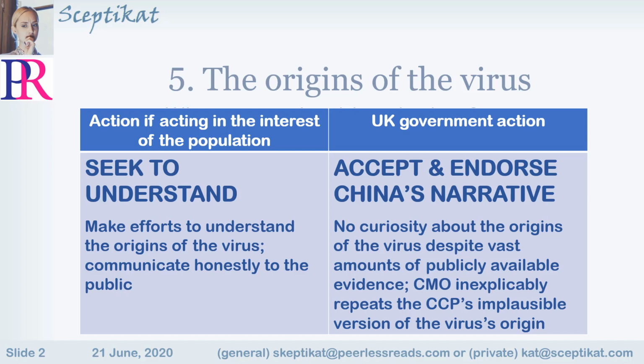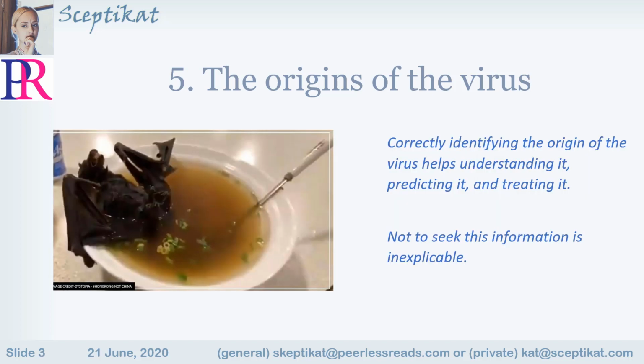Action if acting in the interest of the population: seek to understand, make efforts to understand the origins of the virus, communicate honestly to the public. UK government action: accept and endorse China's narrative. No curiosity about the origins of the virus despite vast amounts of publicly available evidence. The CMO inexplicably repeats the CCP's implausible version of the virus origin. Correctly identifying the origin of the virus helps understanding it, predicting it, and treating it. Not to seek this information is inexplicable.